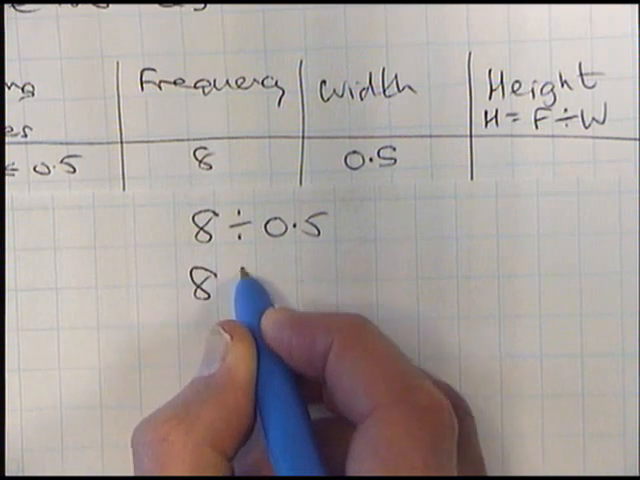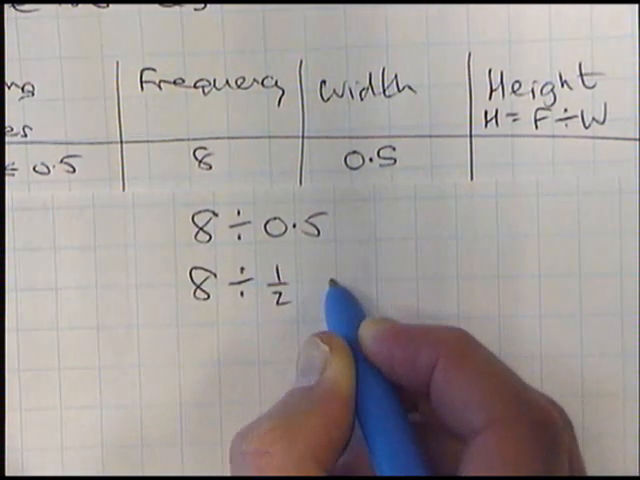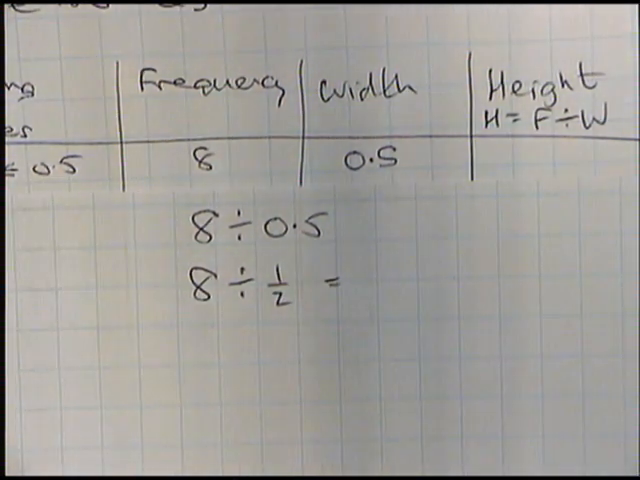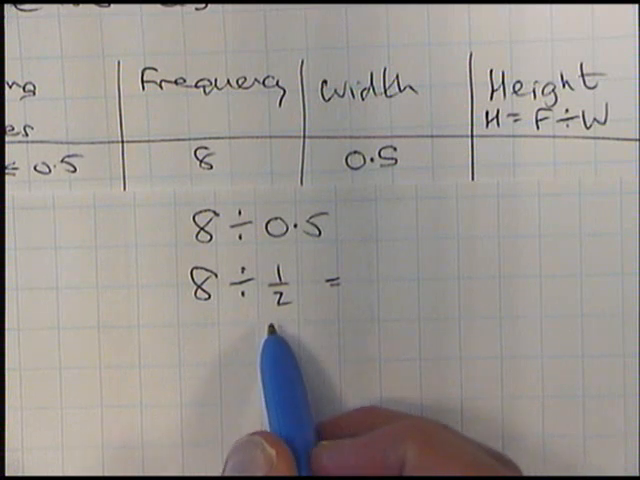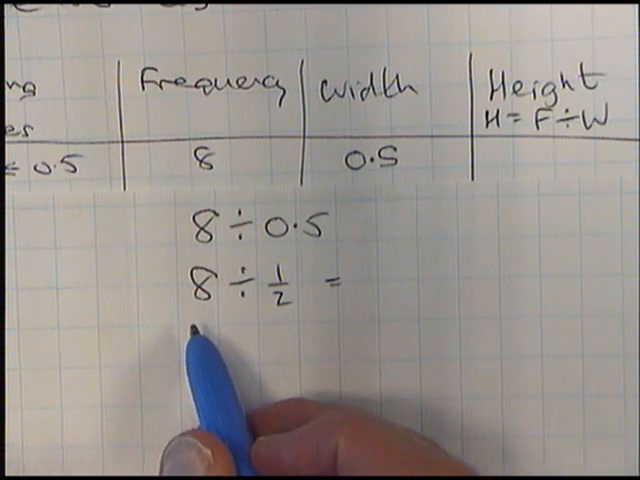Now 0.5 is the same as a half. 8 divided by a half. Now if somebody just shouted out 4, they got it wrong. They've made the classic mistake. 8 divided by a half means how many times will a half go into 8?